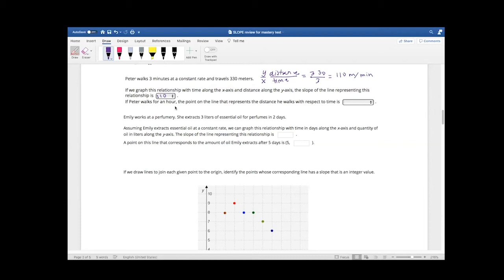So that would be 110 there. And then if he walks for an hour, the point on the line that represents the distance he walks with respect to time is, so if he walks for an hour, well, this is per 1 minute. So there are 60 minutes in an hour. So I need to take that 110 meters and multiply it by 60. And that would give me 6,600 meters would be how far he would walk in an hour.